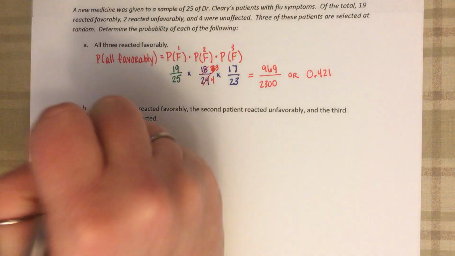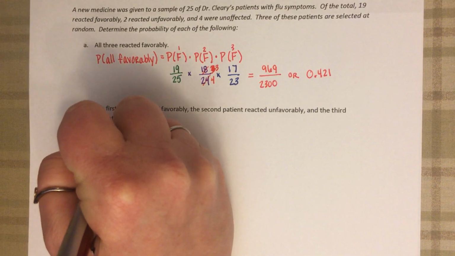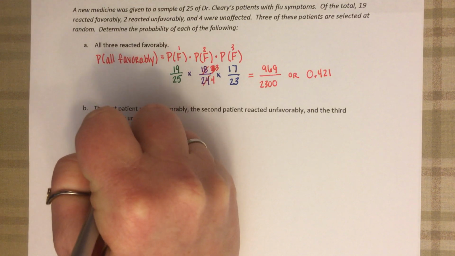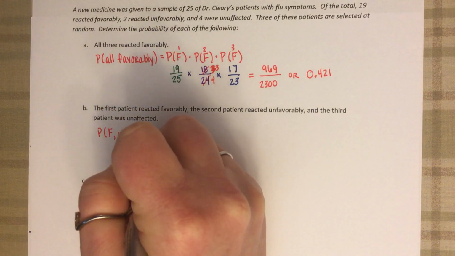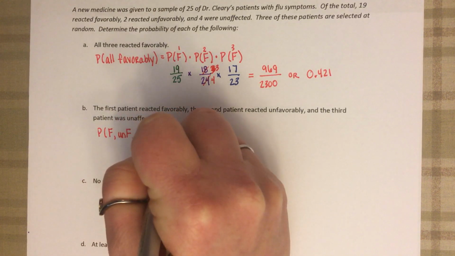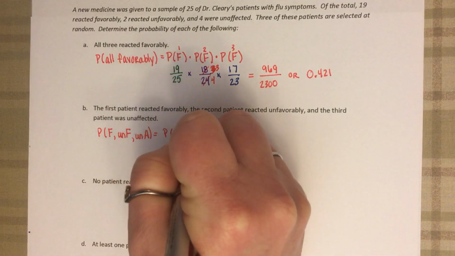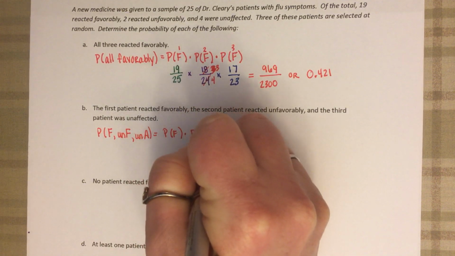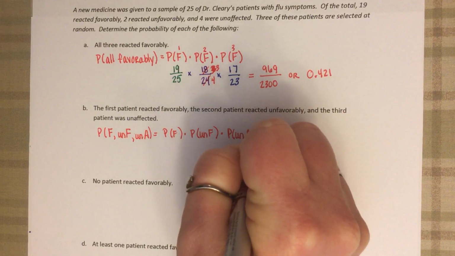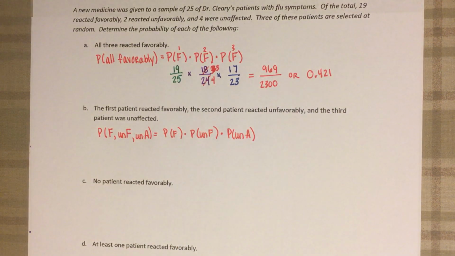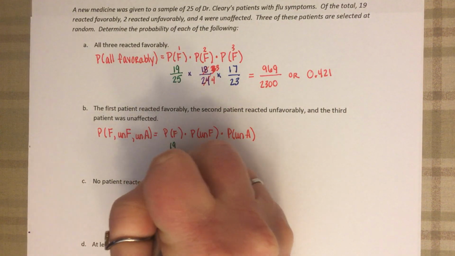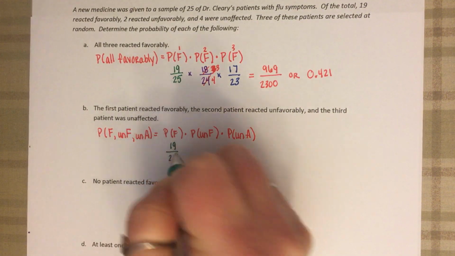In example B, we are asked for the probability that the first person reacts favorably, the second person reacts unfavorably, and the third person is unaffected. So we're going to take all three of these probabilities and multiply them together. The probability that our first person reacts favorably, just like in the previous example, is going to be 19 out of 25.